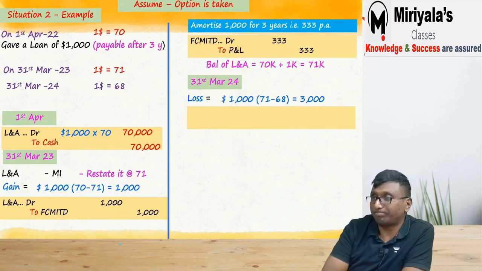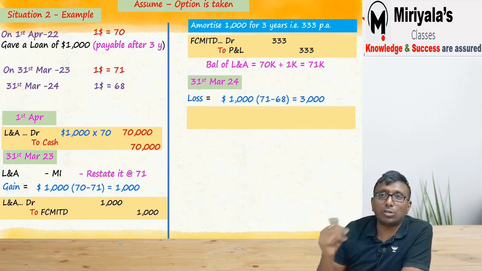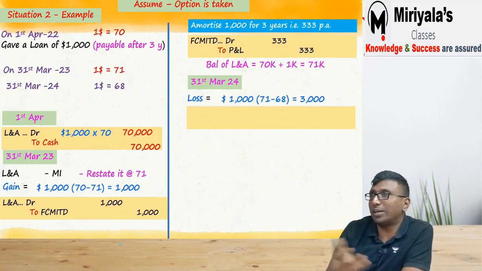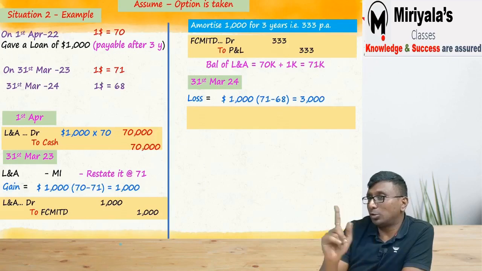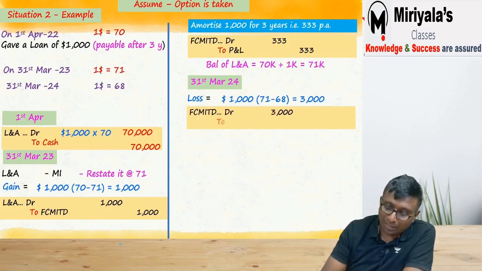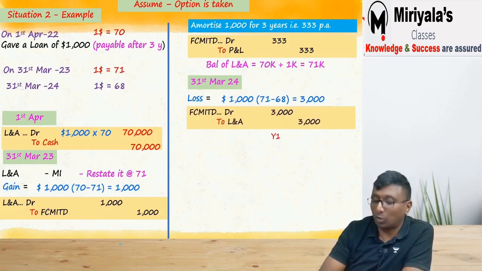Now the entry. FCMITD account debit to loans and advance. It is a loss, so the balance of loans and advance should come down, so credit it. Debit should not be given to P&L because you are going by the exemptions. We have debited the FCMITD account, sir. Now what should I do?